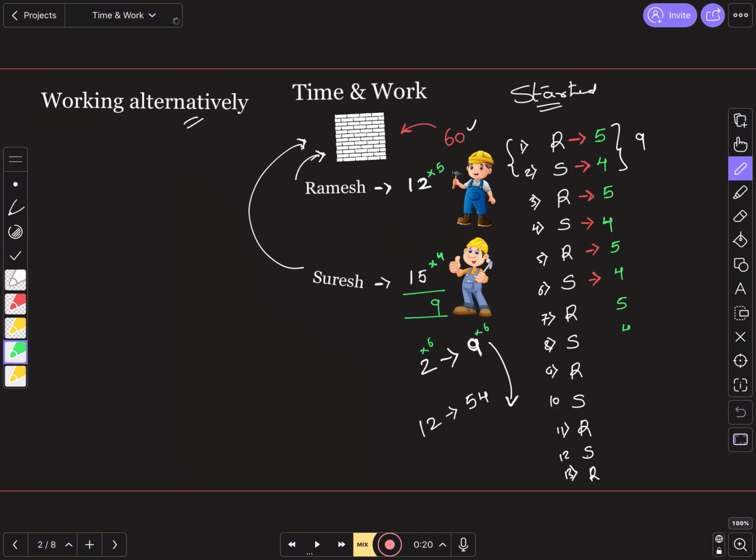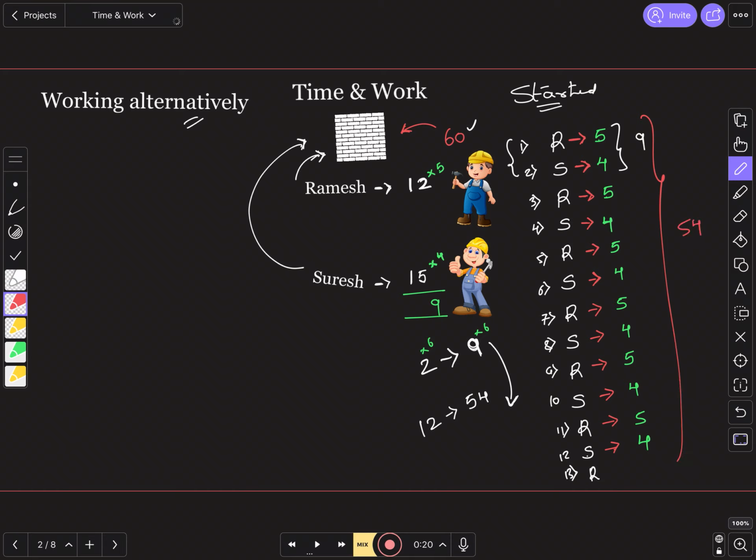5, then write a 4, then write a 5, then write a 4, then write a 5, then write a 4, and calculate all of them. 7, 8, 9, 10, 11, 12, till 12 days, how many bricks will be put in? 54 bricks will be put in.